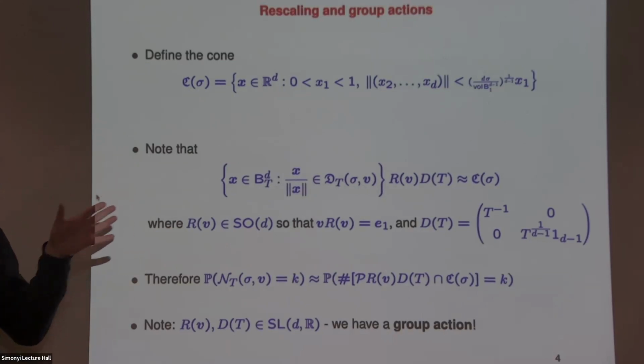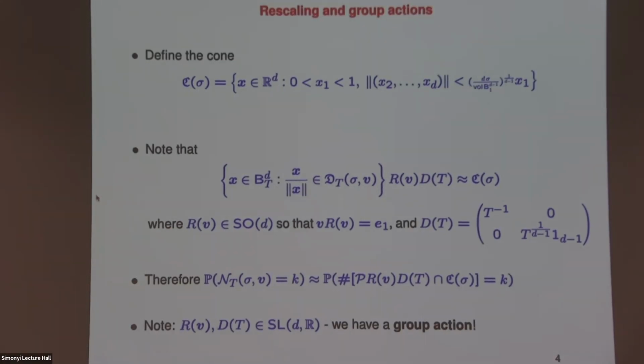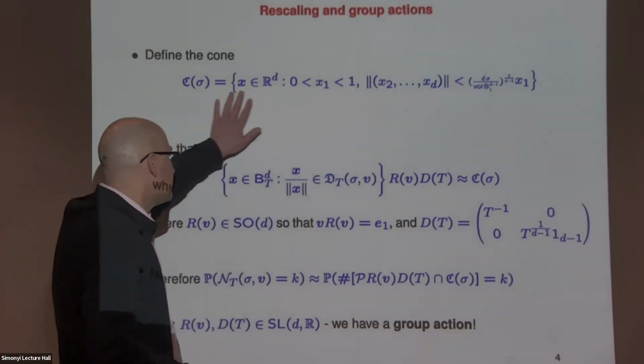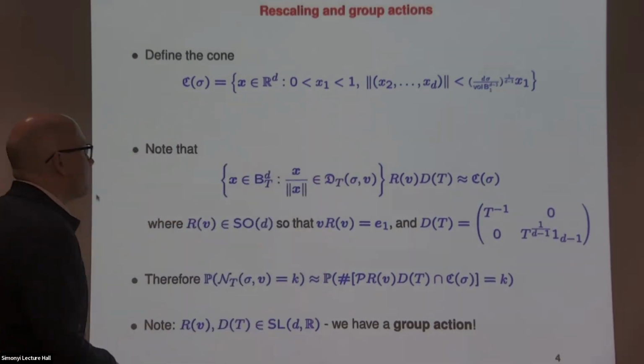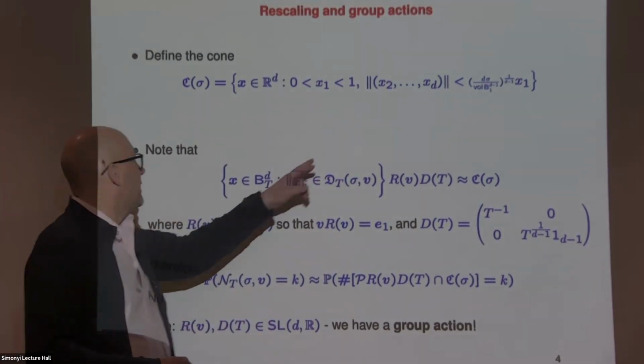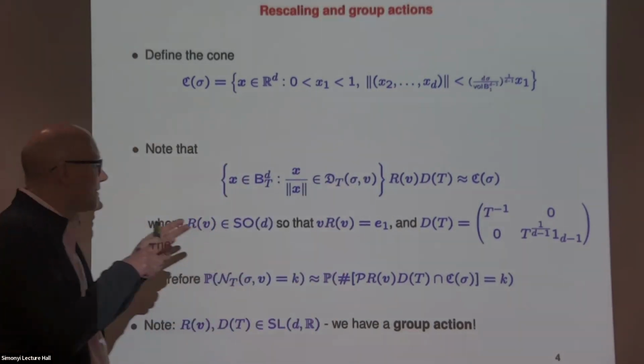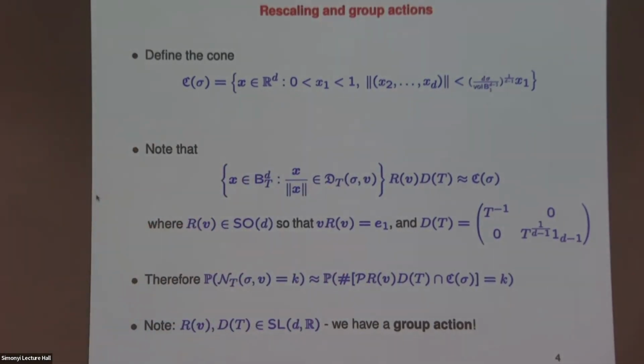What I'm going to do now is explain how you can translate this question of counting points in a small disk into a very natural question about group actions on my point set P, my general point set P. And how does this work? Well, first of all, I'm going to define this cone here. That's just some fixed cone whose cross-section is a disk.